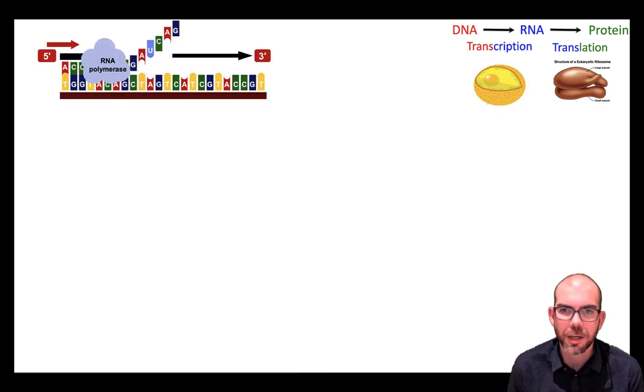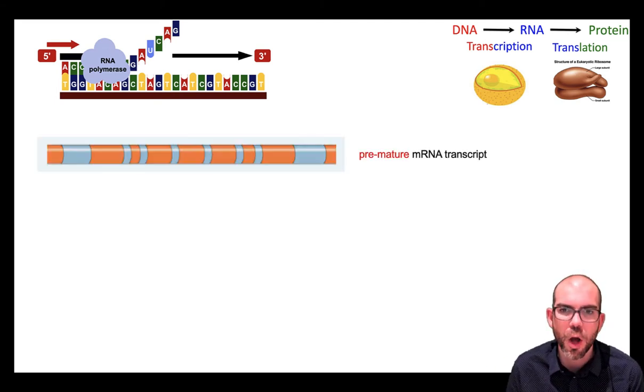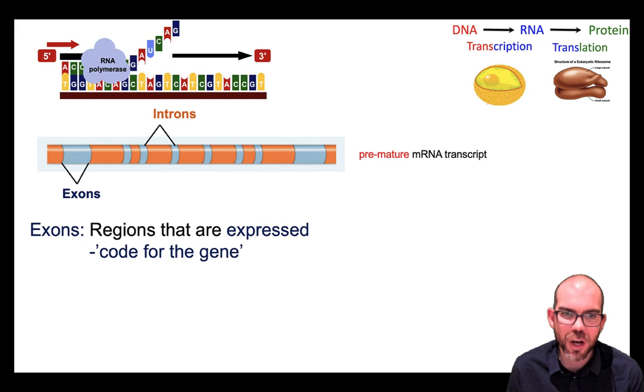mRNA copy. So after the gene's turned on and RNA polymerase builds that mRNA complementary strand, we're now left with what we call the premature mRNA transcript. This carries the information of the coding strand. The dilemma we have is this premature transcript is made of two different regions. One is called exons and the other is called introns. Exons are the regions that are going to be expressed. They have the actual code for the gene, what we want to make our protein product.